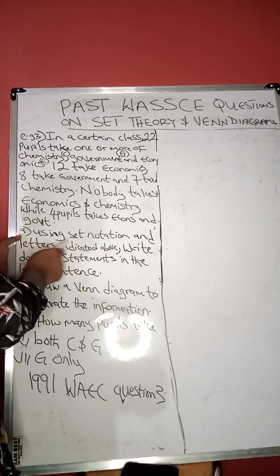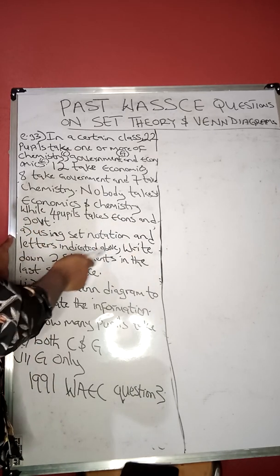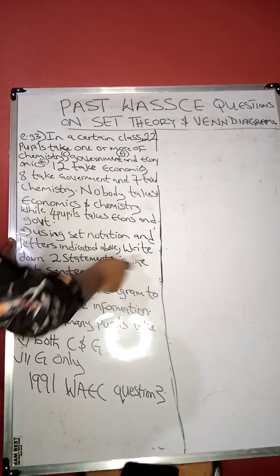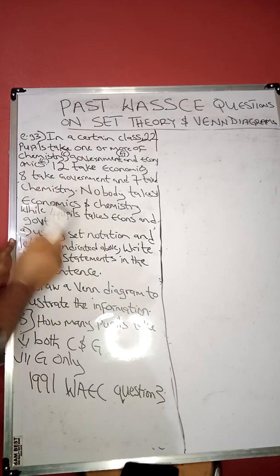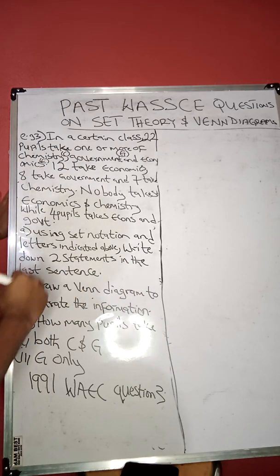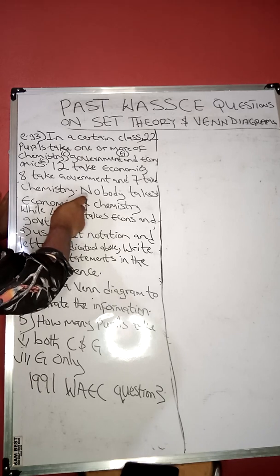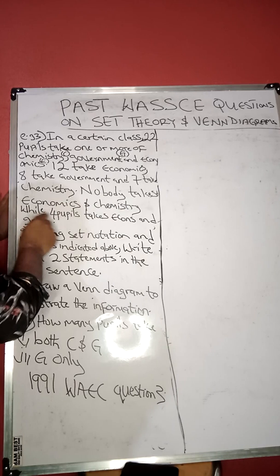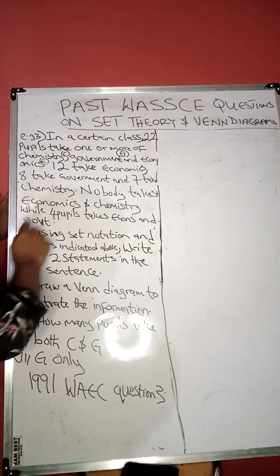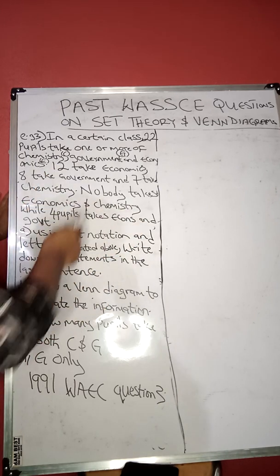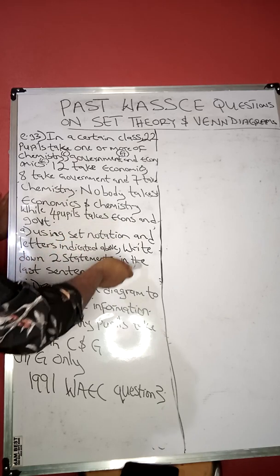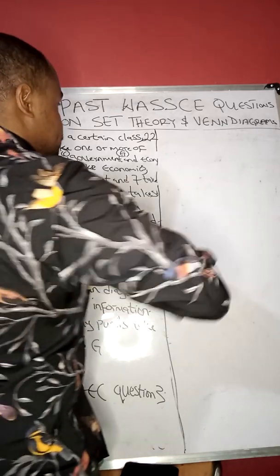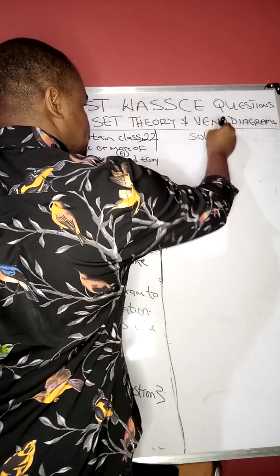The question says, using set notation and the letters indicated above, the letters are C, G, and E, write down the 2 statements in the last sentence. Look at the last sentence. Let me bring your mind back to the last sentence. The last sentence says, nobody takes economics and chemistry, while 4 pupils take economics and government. So the question says, using set notation, we should write down the 2 statements. All right, solution. Quickly, let's do that.